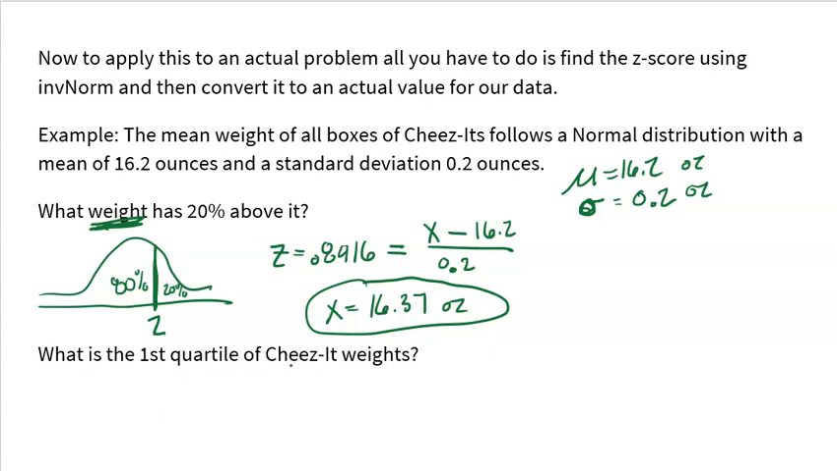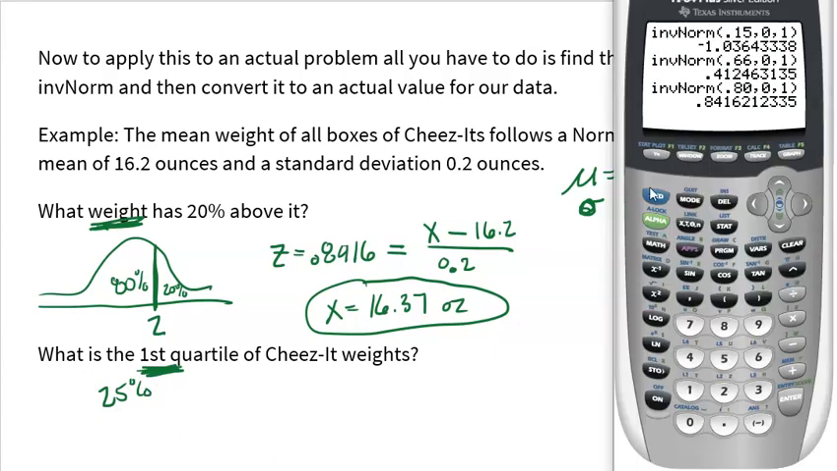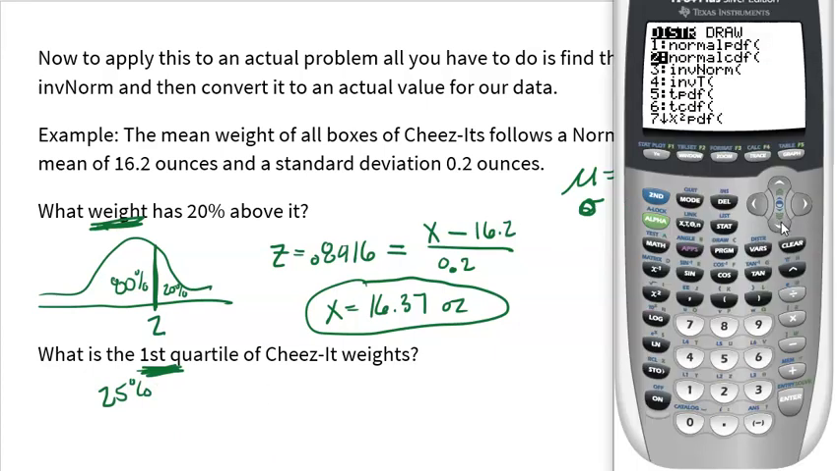What is the first quartile of Cheez-Its weights? Well, here we have to remember what first quartile means. The first quartile is a very specific vocabulary term that means the bottom 25%. Oh, the bottom 25%? Well, my goodness, that's exactly what invert norm does for us.